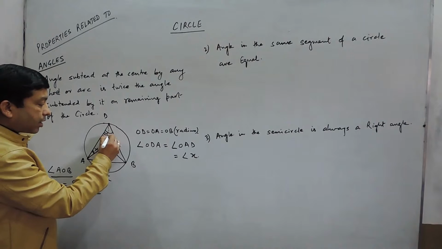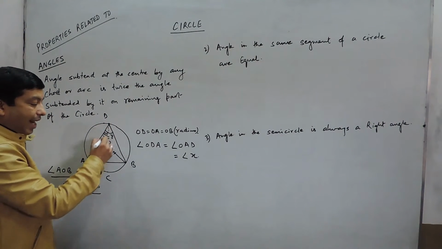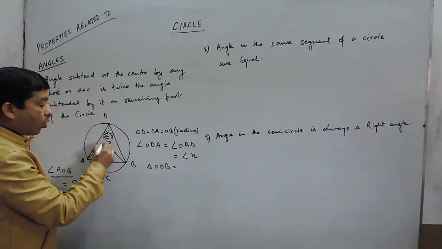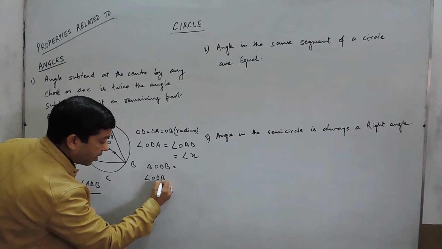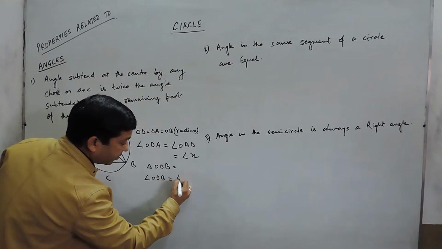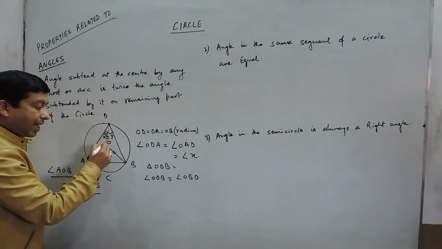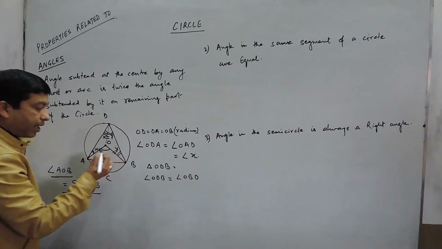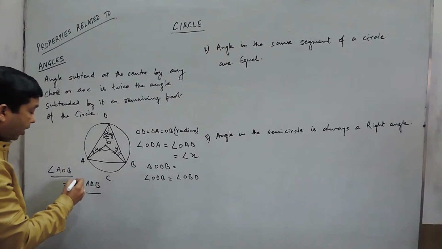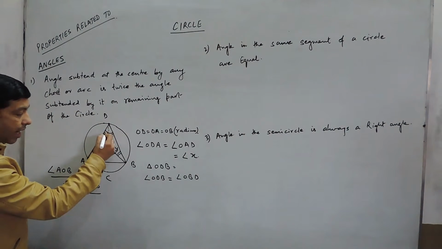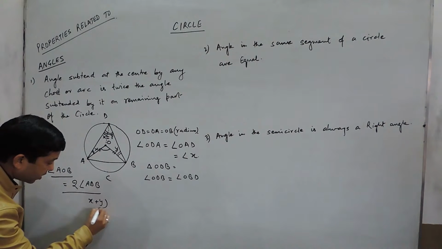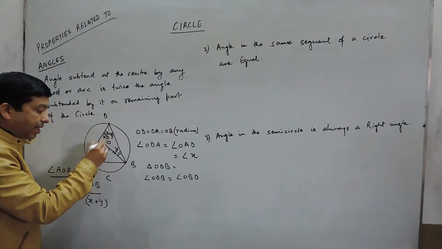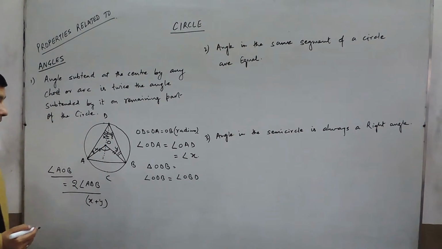Now suppose I take this angle as Y. In triangle ODB, angle ODB is equal to angle OBD, again because these are two radii, so the corresponding angles must be the same. So here we can say the total angle ADB is X plus Y.